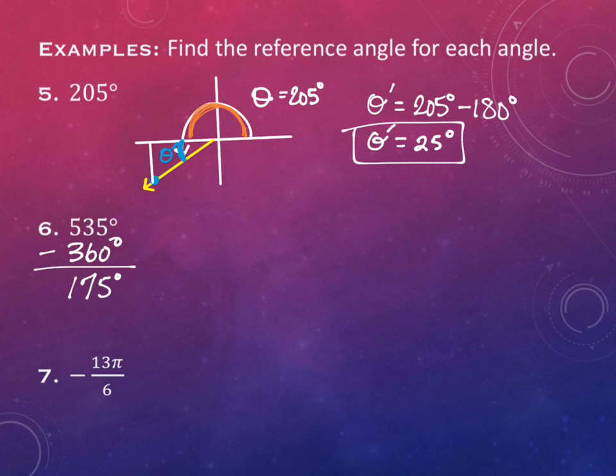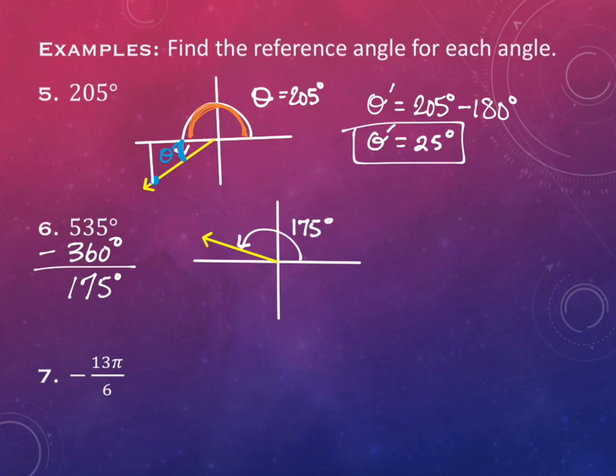Which quadrant is 175 degrees in? It's quadrant 2. So this time I'm over here, right? These are not drawn to scale in any way, shape, or form, right? Y'all good with that? We're just giving ourselves an image. So this is 175.